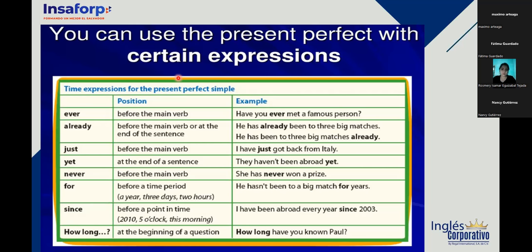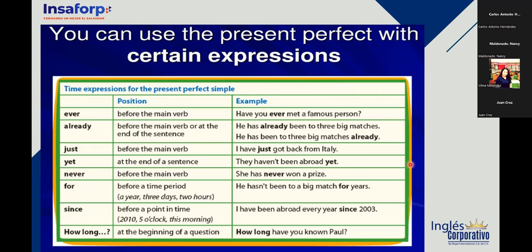Then Rosemary decided to use the time expression never, trying to give a negative sense to it. Fatima, that's perfect too. That's the same people always participating, but I do appreciate that, because as I told you since the beginning, if you participate, I will take that into consideration for your scores at the end, okay? So let me see if there are no questions about the ones that we just saw, which are ever, already, just, yet, and never. We're going to move on to the next one.